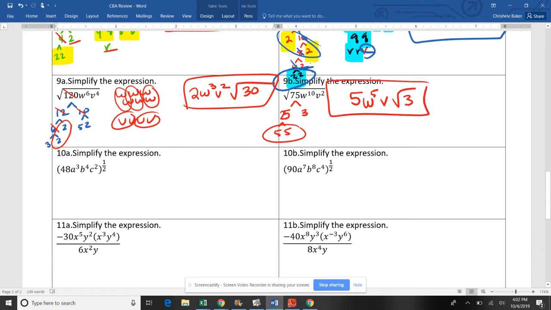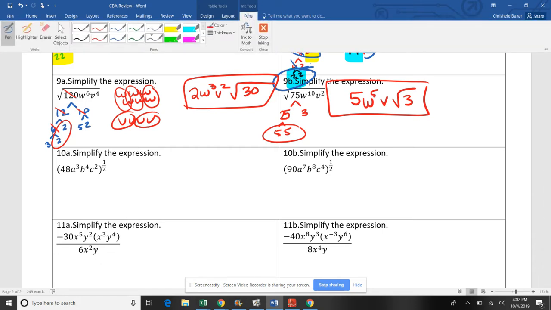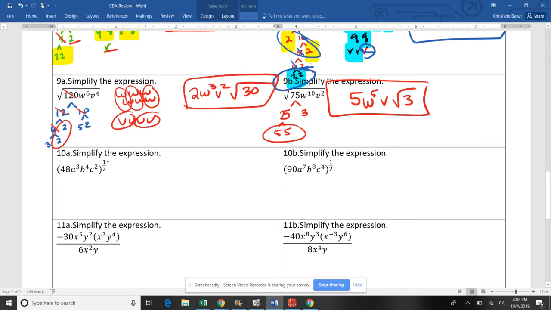Number 10 is the exact same thing. A 1/2 is the same thing as a square root. The numerator is the power, and the denominator is the root. So the square root of, and then all of this whole entire quantity to the first power. Square root to the first power. That's what the 1/2 means. So I'm simply doing the same exact thing as number 9.